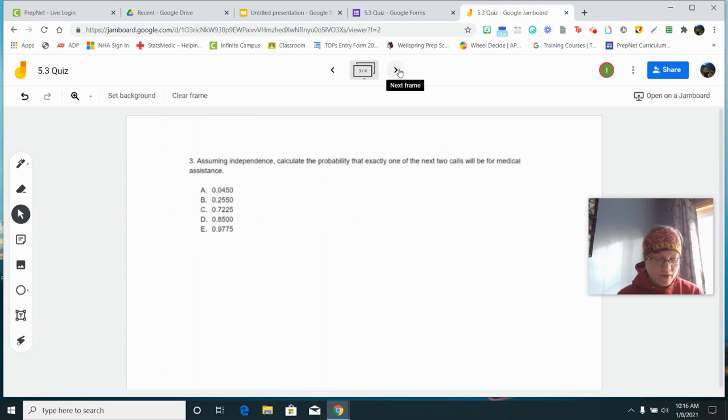Lastly, it says, assuming independence, so one call is not going to affect or change the odds of the next call needing medical assistance. It says, what is the probability that exactly one of the next 2 calls? So we have 2 calls coming in, and we want one of those to require medical assistance. So either the first one can require assistance and the second one doesn't, or the first one does not and the second one does. So since these are independent of each other, I can just multiply these. I don't need a tree diagram per se because I don't have multiple options. I've just got kind of one thing happening with its opposite.